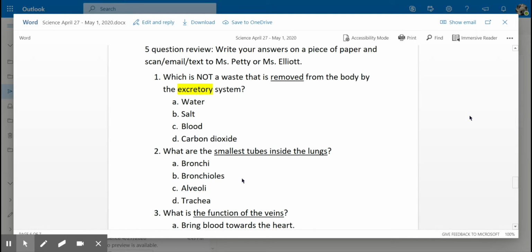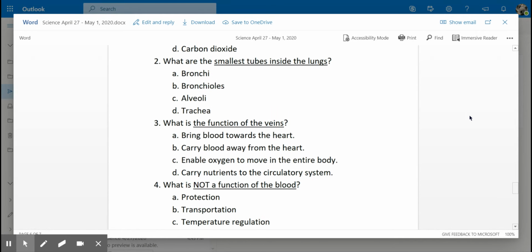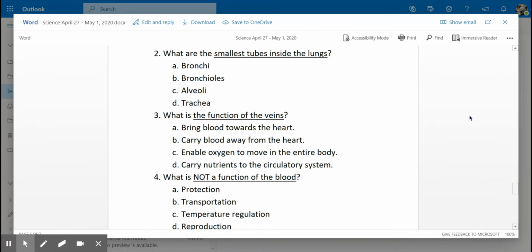Oh, look at number 3. We talked about the veins and the artery. What is the function of the veins? Remember, artery is away. So what is the veins going to be? Is it bring blood towards the heart, carry blood away from the heart, enable oxygen to move in the entire body, carry nutrients to the circulatory system?